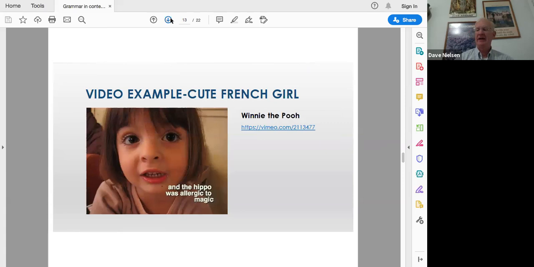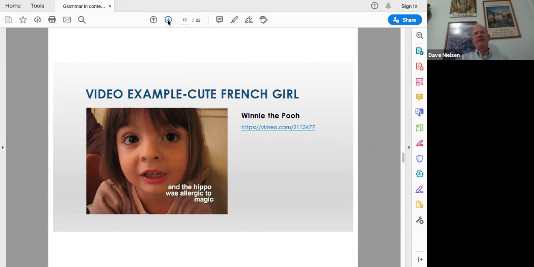The one that I used many times in class is called The Cute French Girl. It's about a little 4-year-old girl. It's about 4 minutes long, and she told an imaginary story about Winnie the Pooh and the hippo that was allergic to magic. And she told it in her own words without prodding from anyone else.